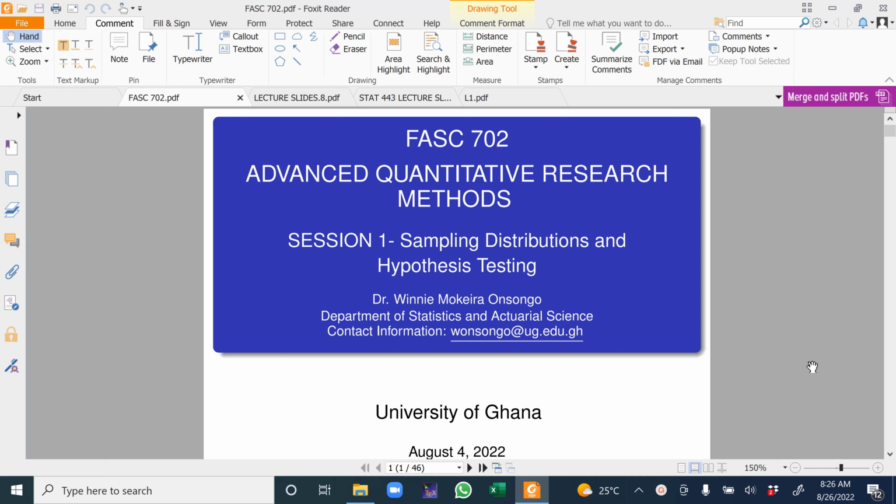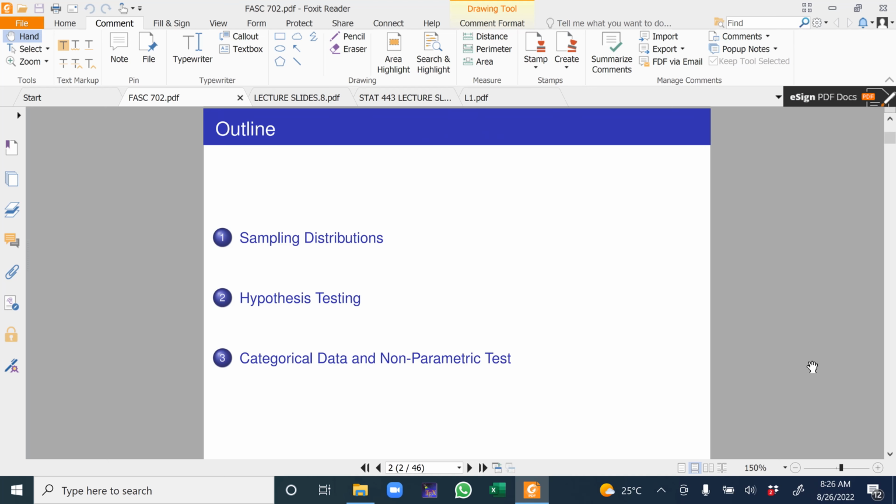So this course is on advanced quantitative methods of research, and among the other things that we saw were sampling distributions, hypothesis testing, and of course making of statistical inference. So I'm going to start with the sampling distributions because that is what we looked at before I proceed to other areas.